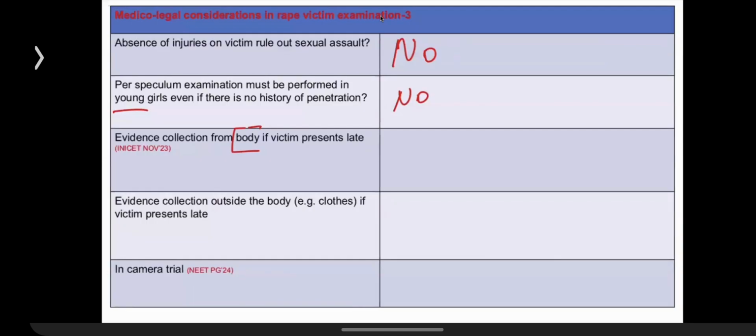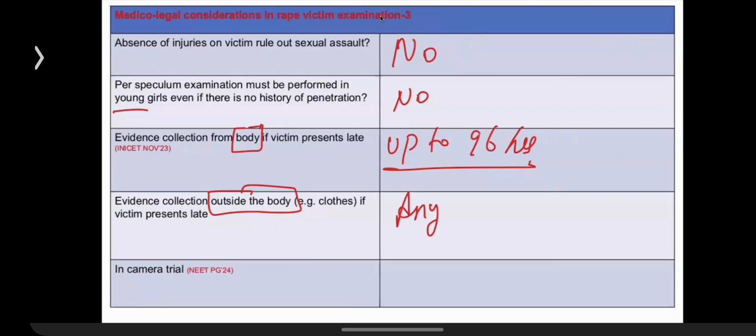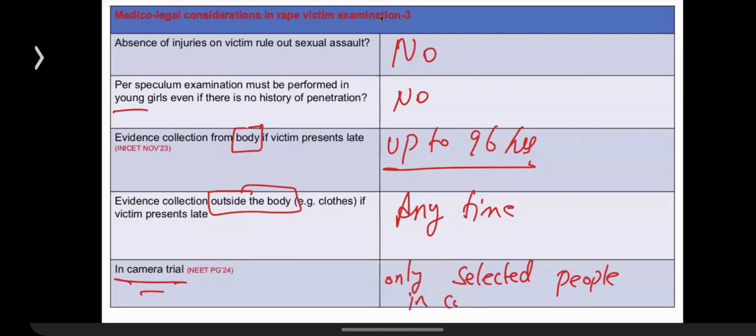Evidence collection if the victim presents late: one is evidence from the body, the other is outside the body. From the body, maximum up to 96 hours, because after that the evidence will wash away and disappear. Outside the body, like clothes, anytime. In camera trial means only selected people are allowed in court. Normally in any case the public can come, but not in a rape case. In a rape case, only the accused, the witnesses, the victim and their lawyers, etc. are allowed.